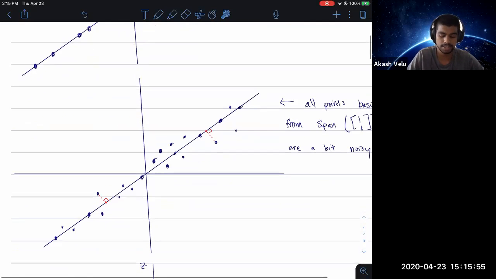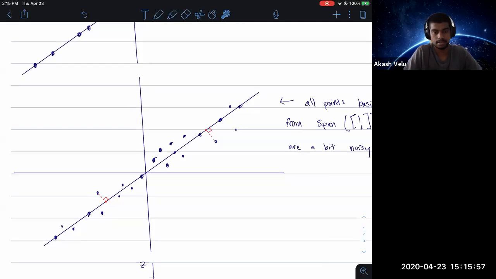Okay, let's complicate the scenario a bit. Now say our points look like this. Just by looking at the points, we see that they lie along the same line, y equals x, but they're a bit scattered. In other words, there's a little bit of noise added to these points.